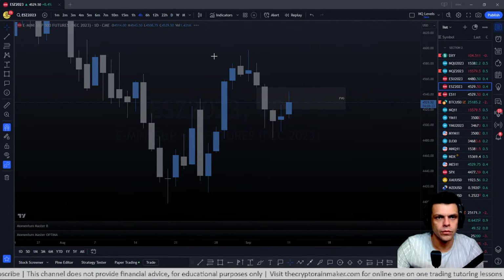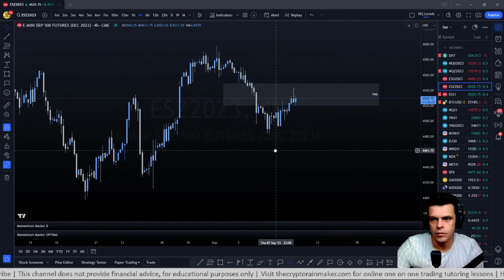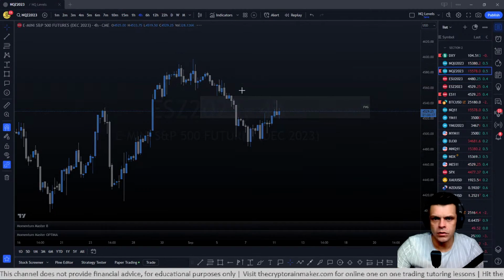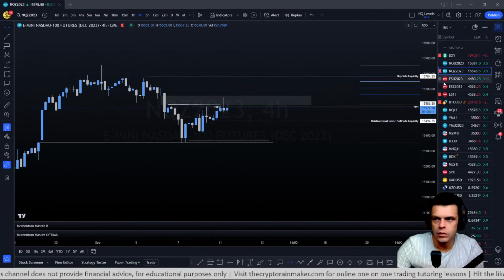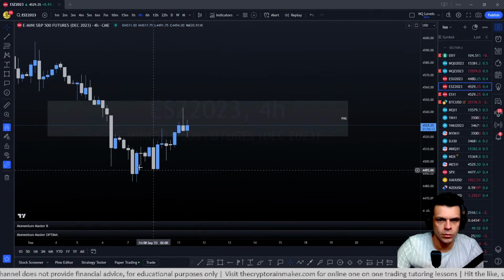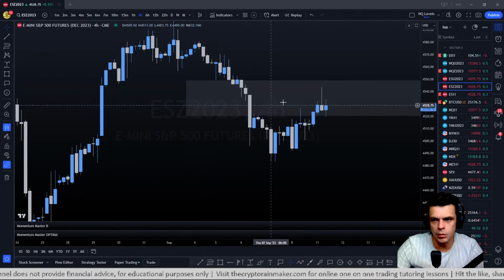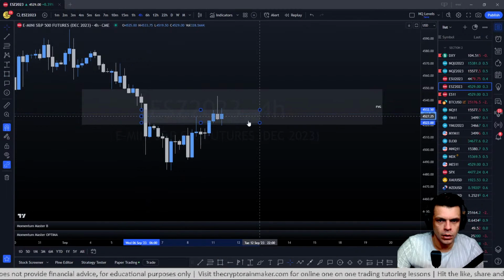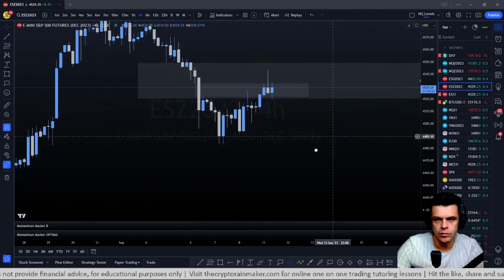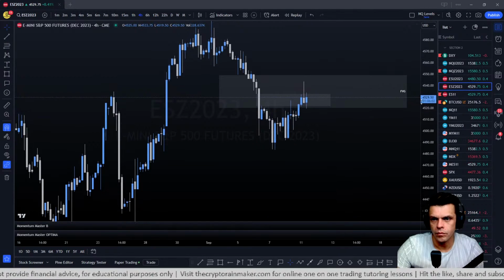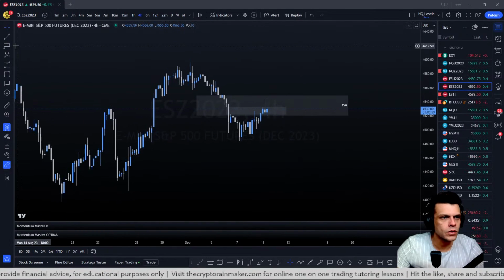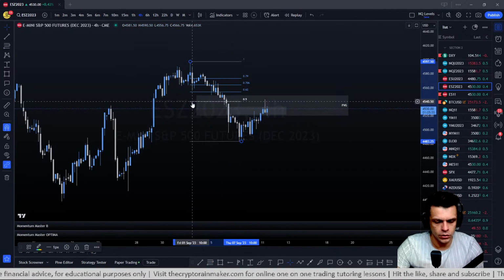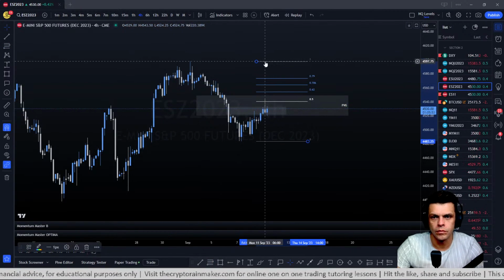Let's have a look at the 4 hour. Didn't the Nasdaq have a... basically looks the same. This one just kind of stabbed through the fair value gap on the 4 hour, but didn't close above it. Let's see if ES came into the premium. Yes, it did. It just stabbed into it.